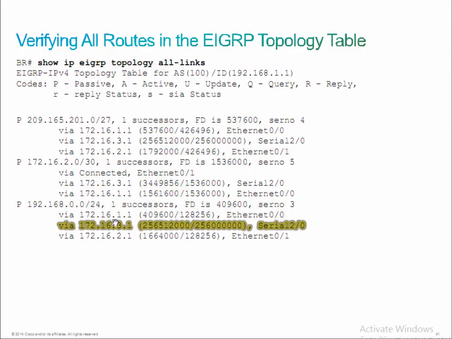The highlighted one here, which is 172.16.3.1, that's that third path, the WAN link 3, and we can tell it doesn't meet the feasibility condition because 256,000 is higher than 409,600. Okay, are you seeing what I'm pointing out now?